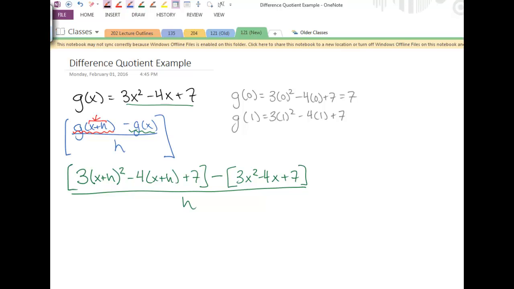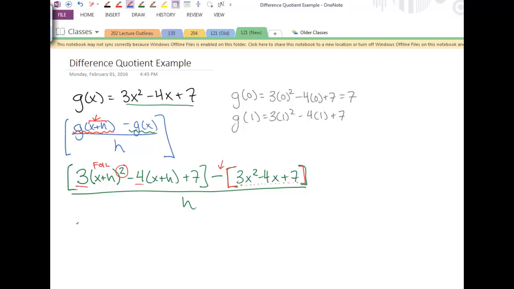Now, on the first piece from the g of x plus h, we've got some stuff to distribute, right? So the squared here, we're going to have to FOIL that quantity. At some point, we're going to have to distribute the 3 in, and we're also going to have to distribute the negative 4. Another thing to comment on, notice that when I subtracted the g of x here, I had to put big parentheses around that. If you don't do that, then when you subtract, you'll only end up subtracting the first term, and we really want to subtract this entire quantity. So be careful that you're subtracting the whole g of x.